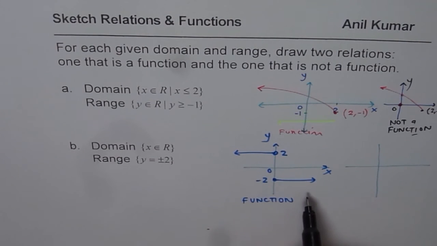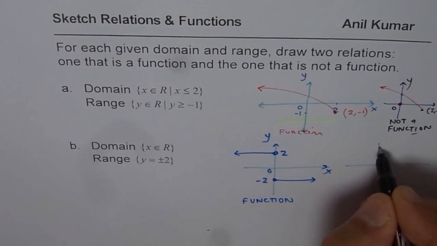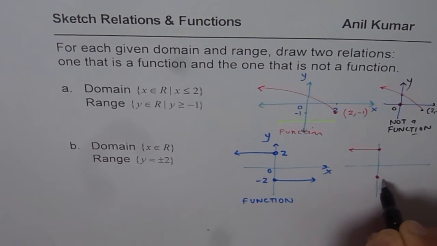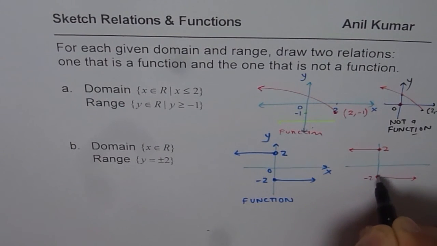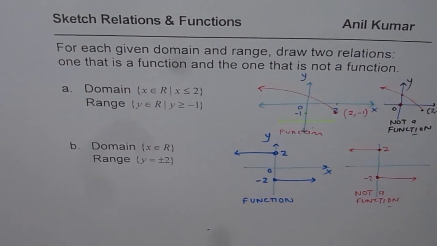Now if you have to sketch the same thing where domain is all real numbers, however the relation is not a function, in that case what you can do is you can just fill up this hole, right? So in that case you could do like this. Now when you fill it up like this, at that time for 0 we have two values, and therefore this is not a function. So that is how you could answer these questions in your test. I hope that helps. Thank you and all the best.